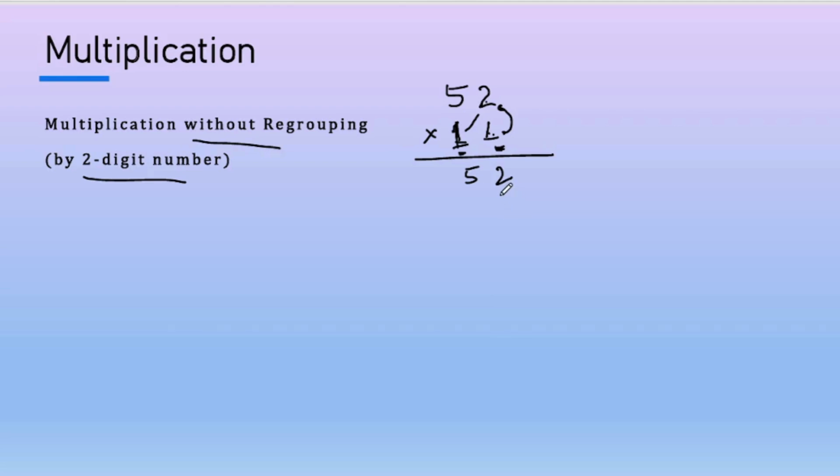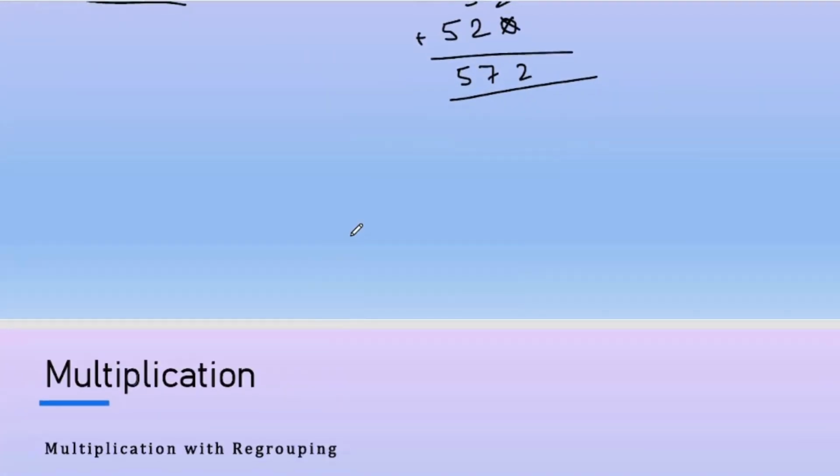Here you need to just keep in mind ये first place को cross कर देना है. So 1 multiplied by 2 is 2, and then 1 multiplied by 5 is 5. Now you need to add this. So 2, here there is nothing here, so 2 plus, you can write 0 also here. So 2 plus 0 is 2, 5 plus 2 is 7, and this is 5. So 5. So this is multiplication by two-digit number without regrouping.